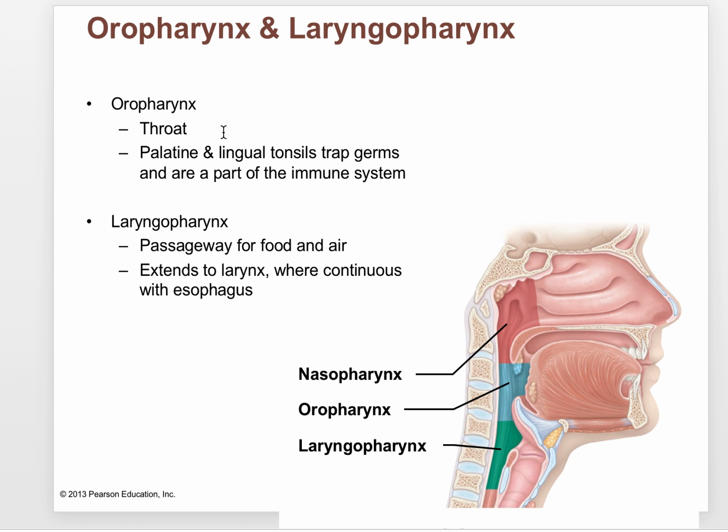Oropharynx is basically the throat. It's the part of the pharynx behind the mouth area. The palatine and the lingual tonsils trap germs and are part of the immune system. And below that is the laryngopharynx. It's passageway for food and air. It extends to the larynx, where it's continuous with the esophagus.